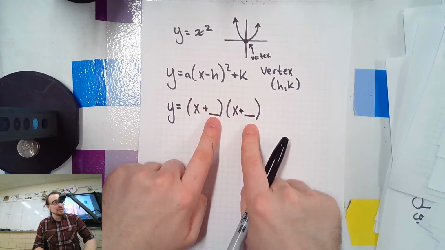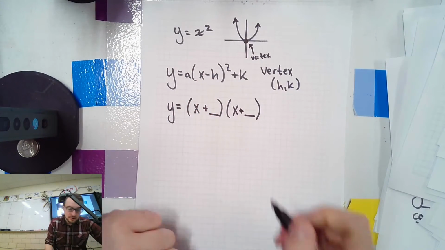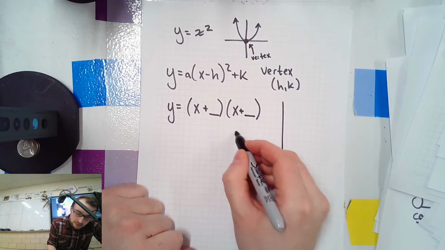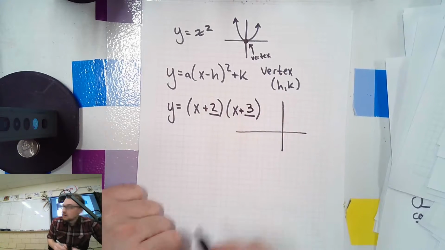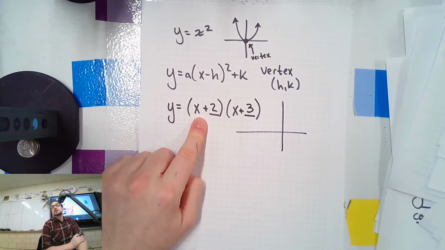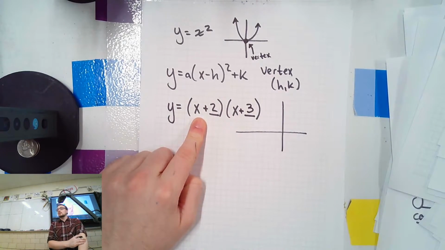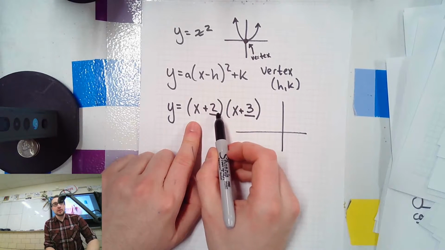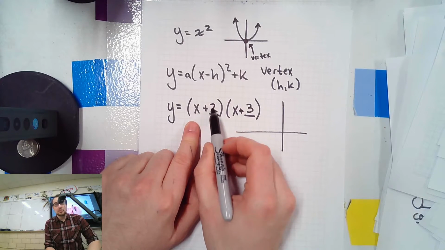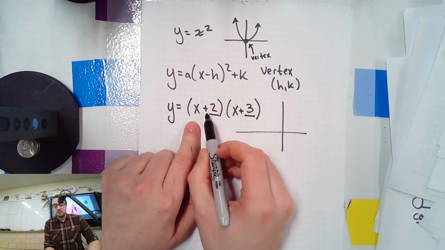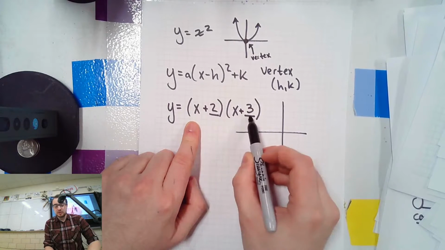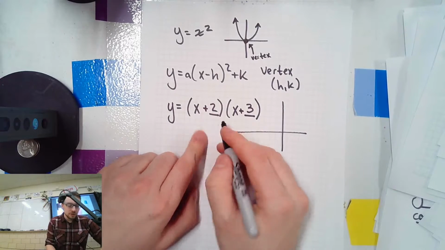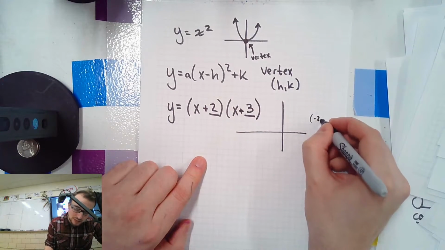What we put here is going to be our x-intercepts. So if I were to put a 2 there and a 3 there, what number would I have to plug in here to get 0? -2, right? -2 plus 2 is 0. So I get 0 when I plug in -2. So I have 0 here. What's 0 times whatever this is? 0, right? So when I plug in -2, I get 0. So I have a coordinate, -2 comma 0, right?